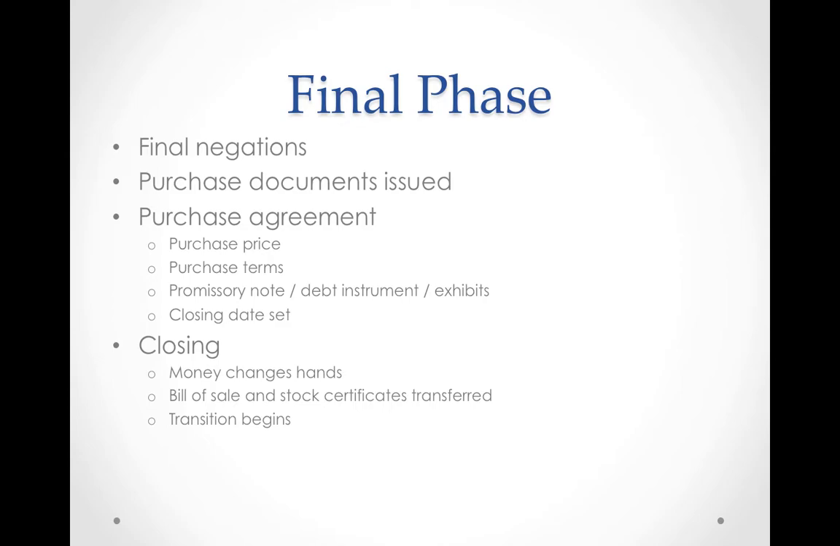Purchase documents will be issued. A couple things are going to happen. Always a purchase agreement will be issued, and a bill of sale. There are a couple of other exhibits or associated documents that may be issued depending on the deal structure. This would be something like a promissory note or another type of debt instrument that would basically say, okay, buyer agrees to pay seller X, every single month or over the next couple of years or whatever. Closing date will be set. Any final purchase price and terms will have been hashed out in those negotiations.